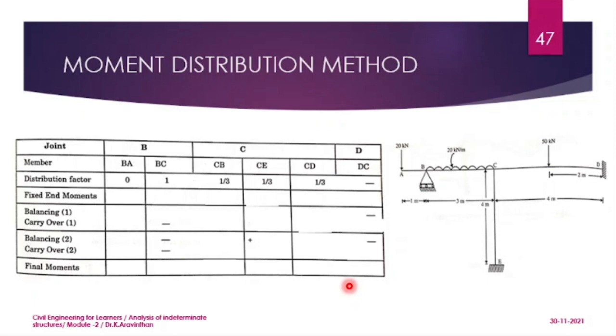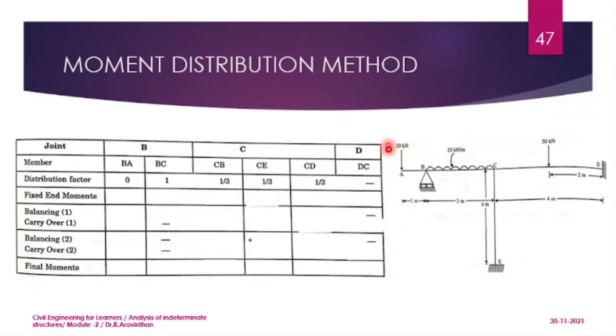And what are the steps here? First one is the joints, and you have B, C and D. So at joint B you have 2 members, at joint C you have 3 members, and at D. Why is E not taken? In the sense, C and D don't have any load. So you can observe here that C and D don't have any load.